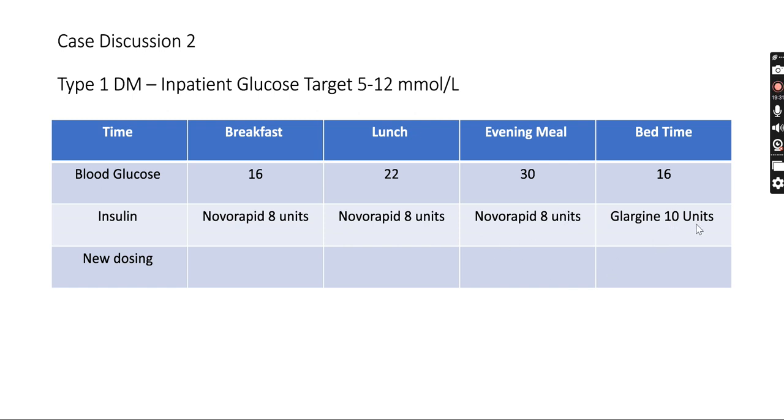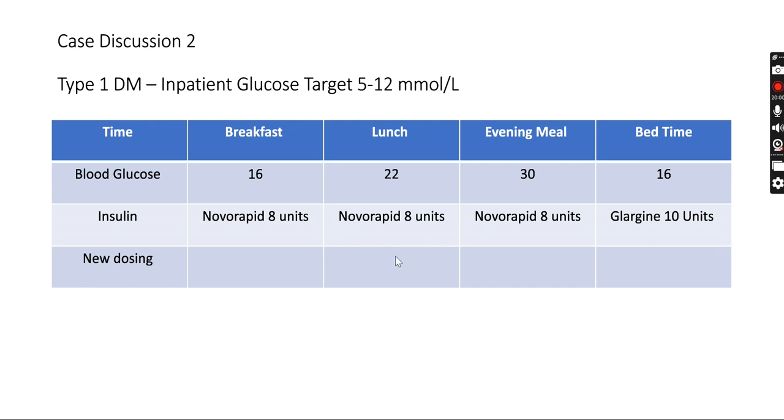Again, glargine given at bedtime influences the next day's breakfast. So the patient wakes up with 16, out of the target range, which means that the glargine given at bedtime the earlier night is not enough. That means that the boluses need to be increased.